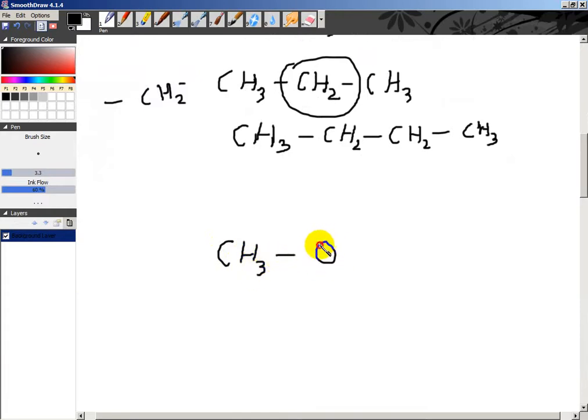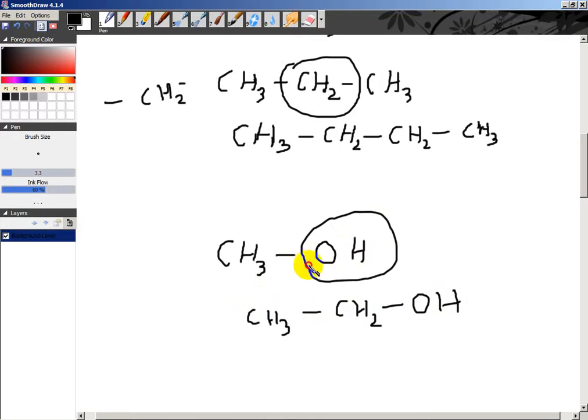This is methanol. This is the homologous series of alcohol. In these compounds, which atom or group of atoms determines the chemical properties? This OH determines the properties of this compound. So OH is called the functional group of this compound.